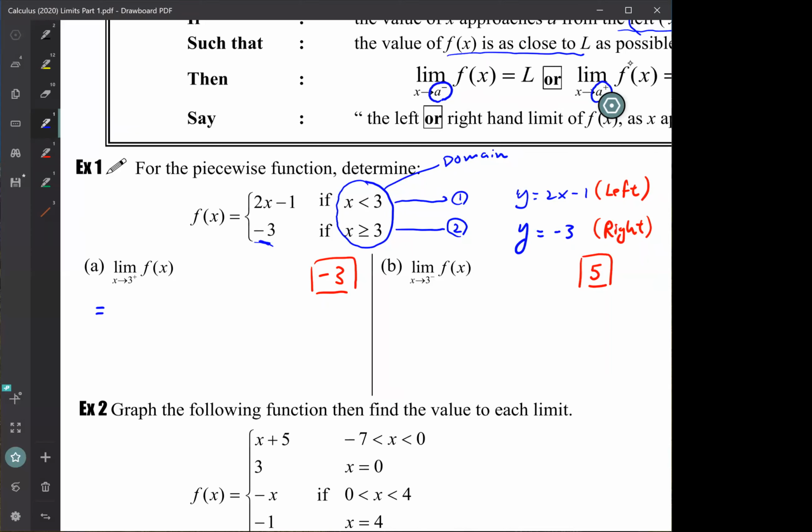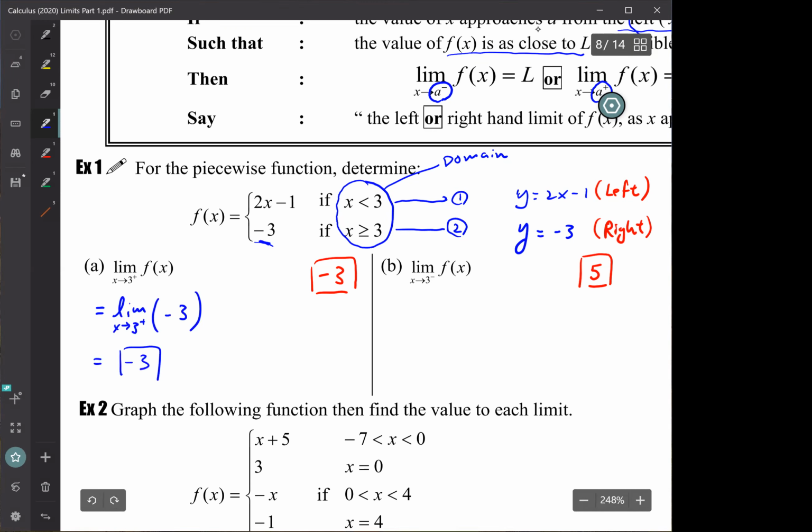So therefore, you choose the piece and you write down the piece. The piece here we have is -3. Okay, this is your first step. Without drawing any graph, we can pick the piece. And then to find the limit, because there is no x value to sub in, the answer is just equal to -3, which matches our graphing answer.